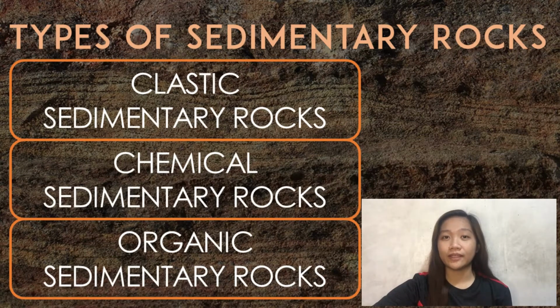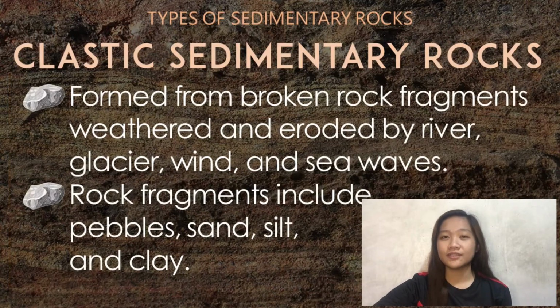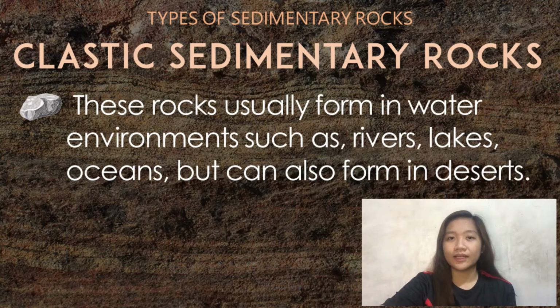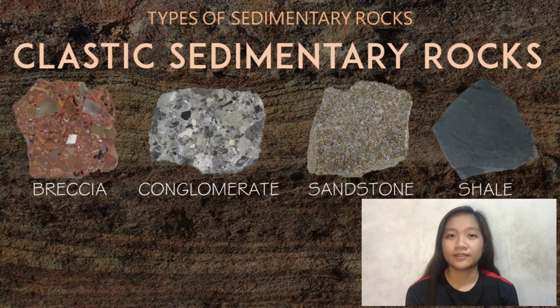There are three main types of sedimentary rocks. First is clastic sedimentary rocks. It is formed from broken rock fragments weathered and eroded by river, glacier, wind, and sea waves. These rock fragments include pebbles, sand, silt, and clay. Clastic sedimentary rocks usually form in water environments such as rivers, lakes, oceans, but can also form in deserts. Examples of clastic sedimentary rocks include breccia, conglomerate, sandstone, and shale.